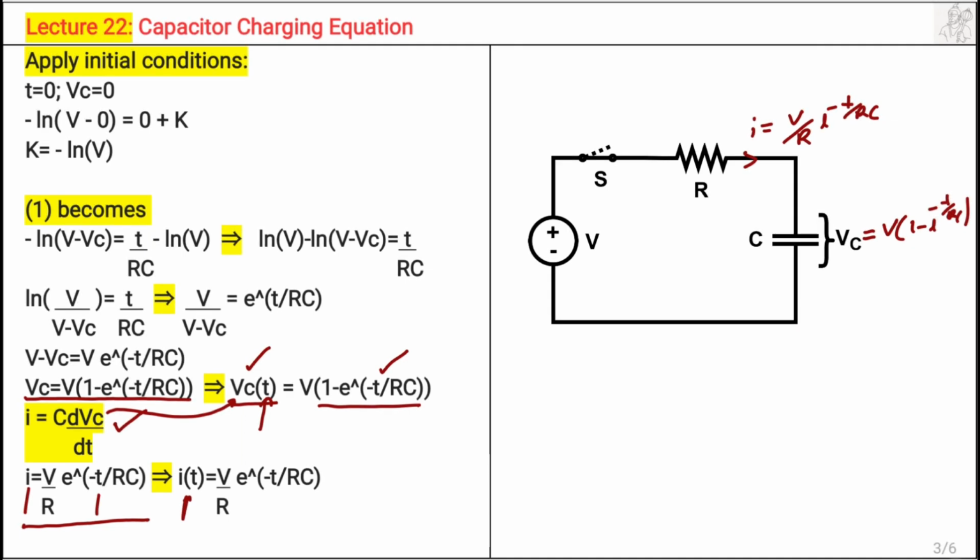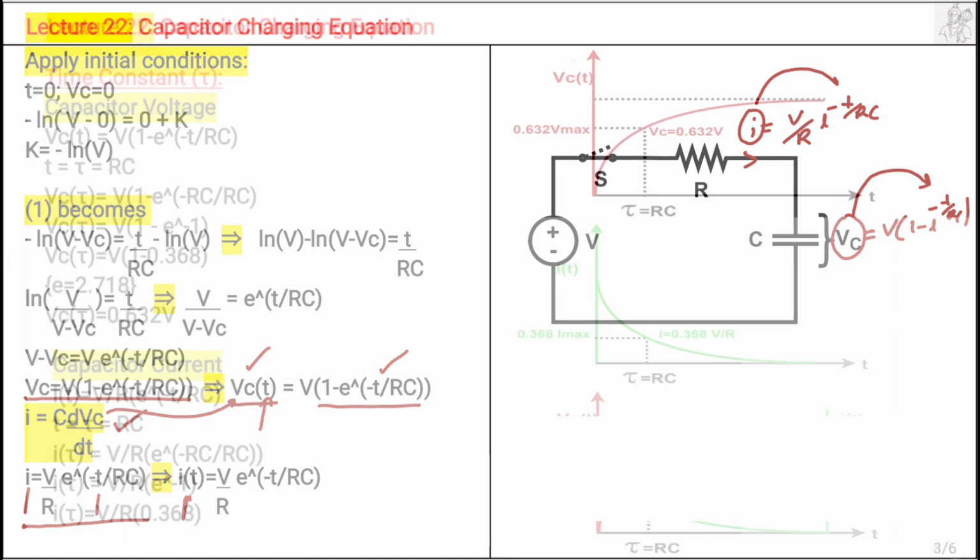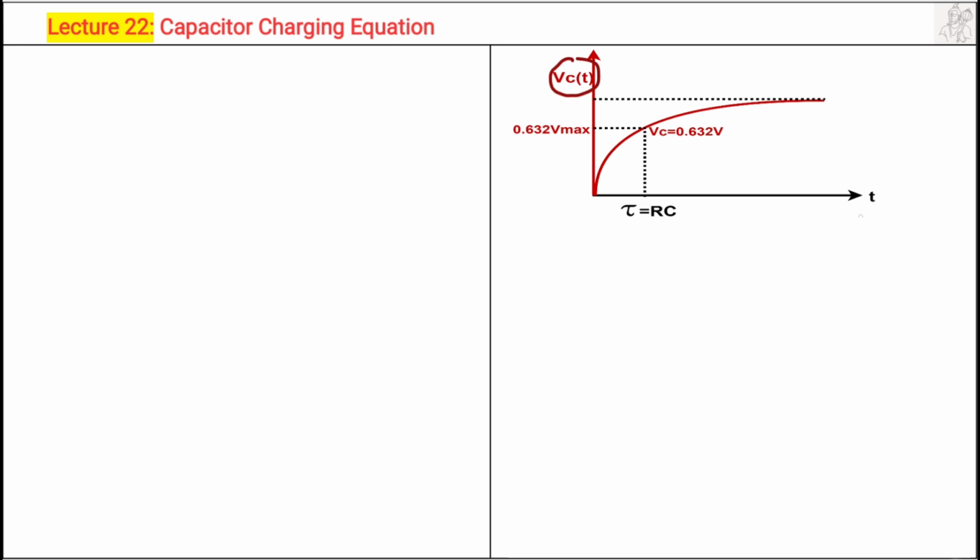In order to understand the behavior of current and voltage with respect to time, we need to plot a current versus time graph and a voltage versus time graph. So let's do that. When we plot voltage versus time, we already know that Vc(t) is equal to V times (1 minus e raised to power minus t by RC). So at time t is equal to 0, that is at origin, Vc becomes V into (1 minus e raised to power 0). E raised to power 0 is 1, so it becomes 0.